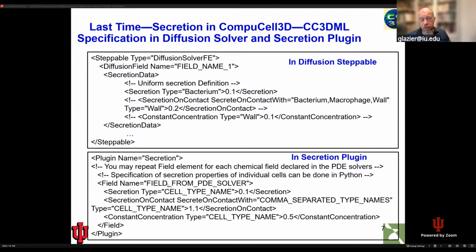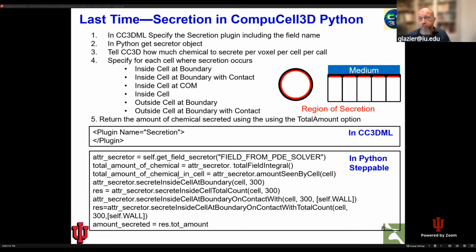As usual, if you're going to do secretion in the steppables, you don't want to have anything in the secretion plugin. You have the following options: inside cell at boundary, inside cell at boundary on contact, inside cell at the center, everywhere inside the cell, outside the cell at the boundary, and outside the cell at the boundary on contact. So there are 1, 2, 3, 4, 5, 6 different locations you can select to secrete.